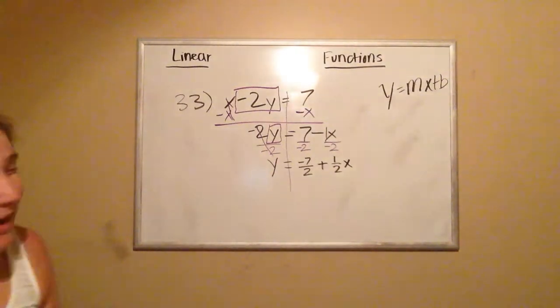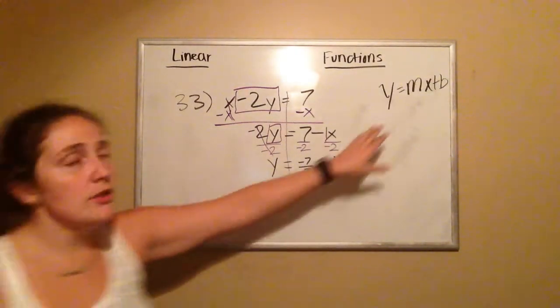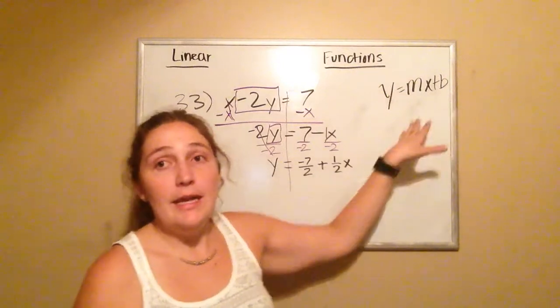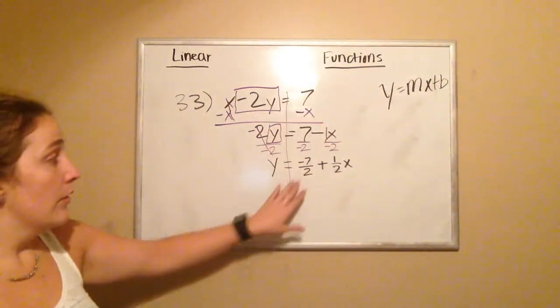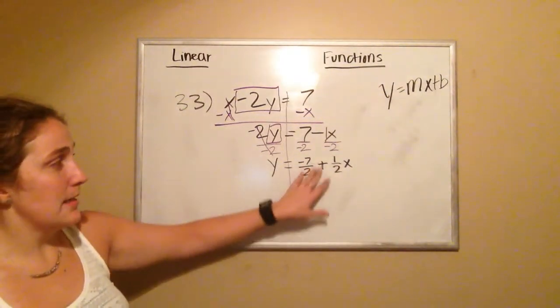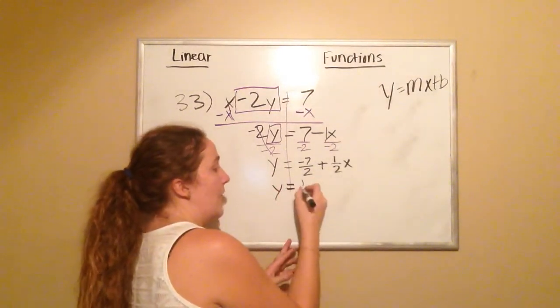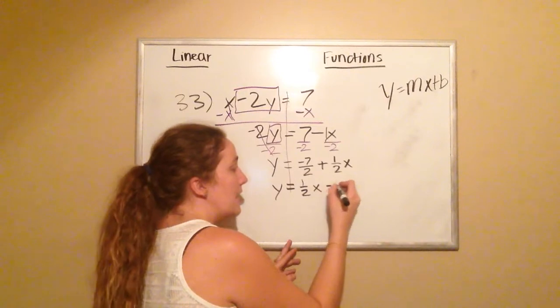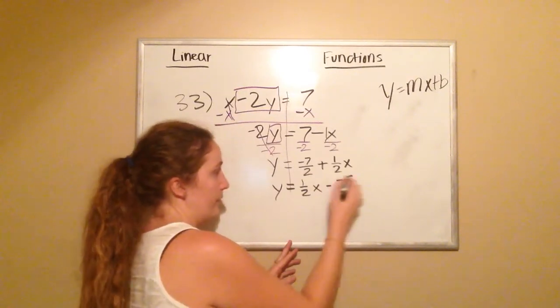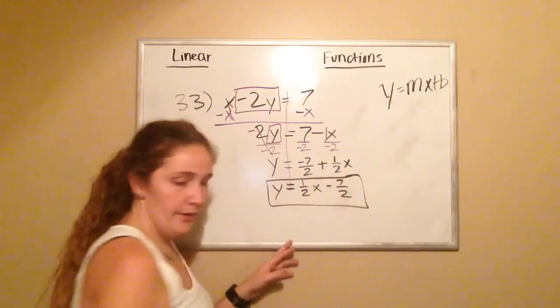Okay? But we're not quite there. We want it to look like this, mx plus b. Right now, it does not say mx plus b. So we need to switch the format. So y is equal to 1/2 x minus 7 over 2. And there is our answer.